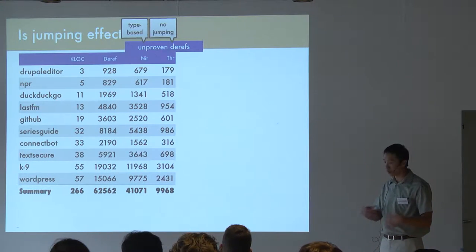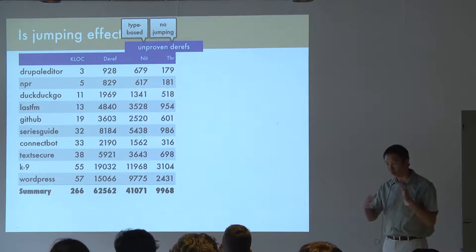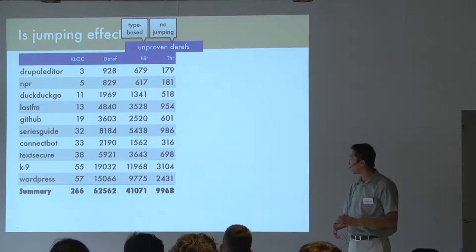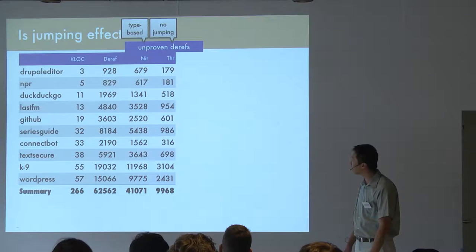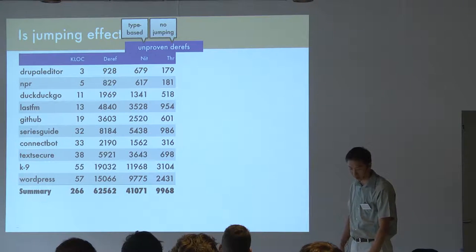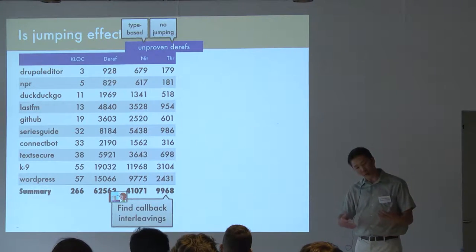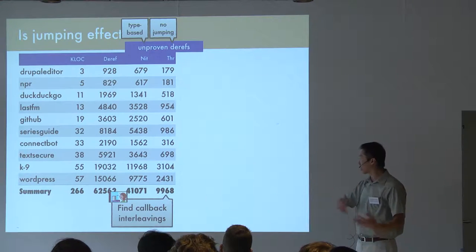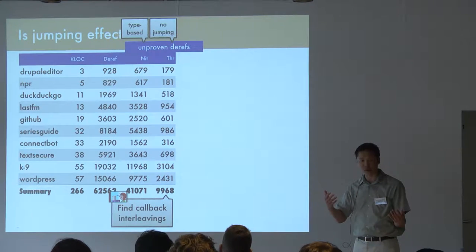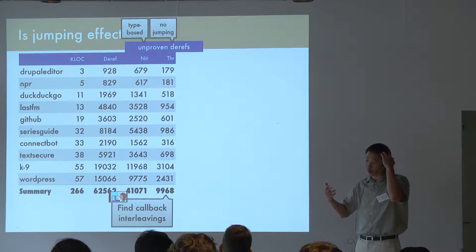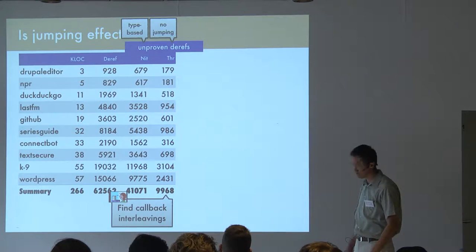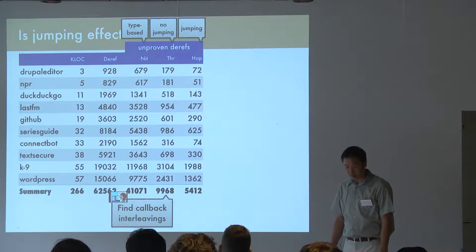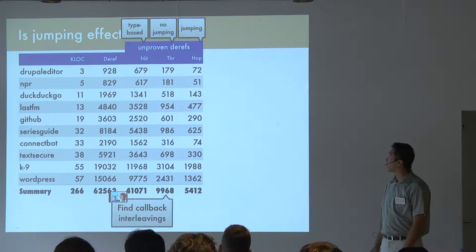And if you then apply some path-sensitive reasoning within events, so intra-event, you can get that down quite significantly, using no jumping, to about 10,000 dereferences left. But if you're trying to triage an alarm, it's still quite painful because you're still asking yourself, what are the callback interleavings? You could still imagine that those 10,000 take quite a long time.